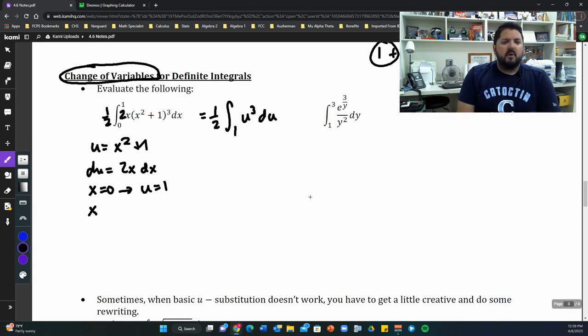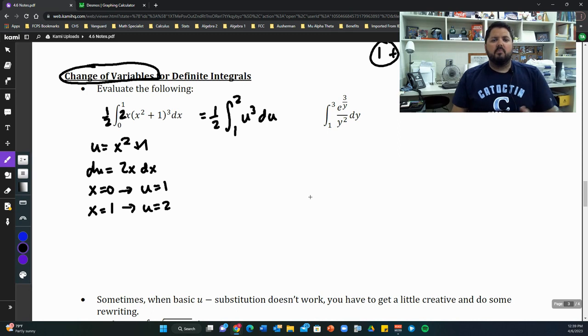Then we'll do the same thing for my b value. My b value was 1, and if u is equal to x squared plus 1, when x equals 1, u is equal to 2. So that becomes my upper bound of integration. And now that's why this is more proper. Everything in this problem is now in terms of u. And the best part is I don't ever have to go back to x's at all, because I've completely turned this problem into a problem that depends on the value of u.